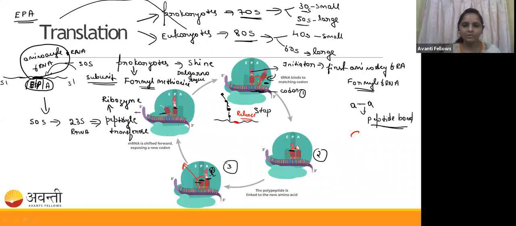What will happen now? So now the protein synthesis was stopped here by the ribozyme enzyme. Okay, because the ribozyme enzyme is present in the 50S subunit. When it gets separated, there is no protein synthesis taking place now. Okay, so now again the same thing happens. Both the subunits are separated now.